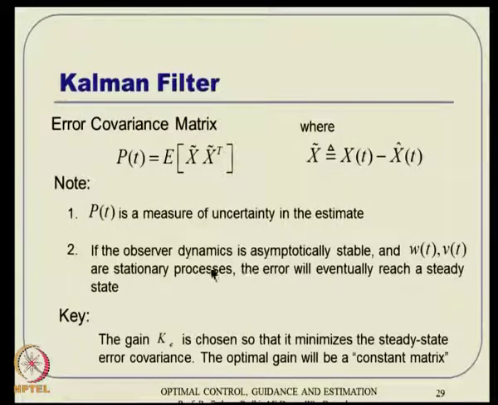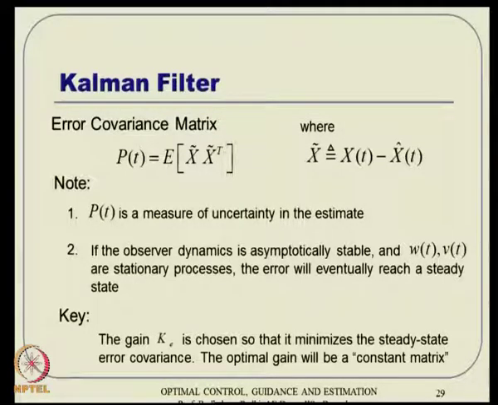So, in other words, if the observer dynamics is asymptotically stable and these W of t and V of t are stationary processes, then eventually the error will reach a steady state value. So, that is what the observation is all about.